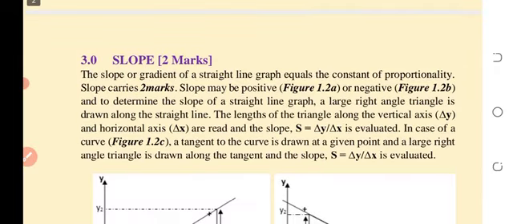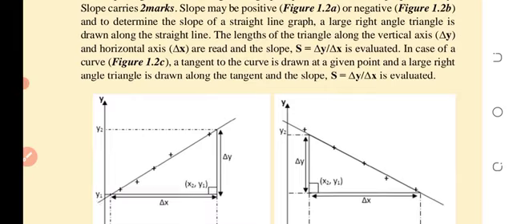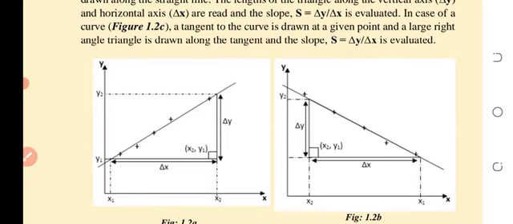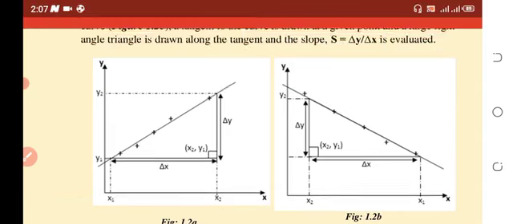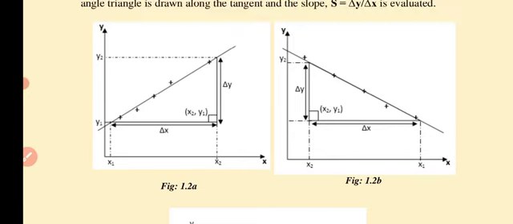You may be asked to determine the slope or the gradient of the graph. When you're asked to do this for a straight line graph, your slope may be positive or negative. Positive in the case of figure 1.2a, and negative in the case of figure 1.2b. Okay, now how do you determine your slope?